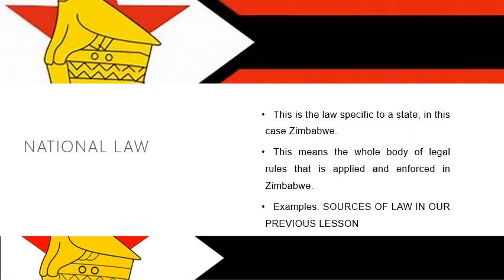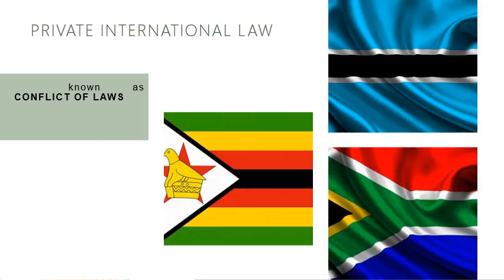We know the relevant section for that one. Now, in terms of national law, there is the obvious one. This is the law that is specific to a country, in this case the law specific to Zimbabwe. It means the whole body of legal rules that apply to Zimbabwe. With reference to our previous chapter on the sources of law, that is the national law of Zimbabwe.